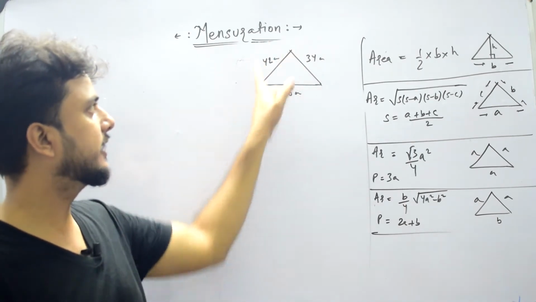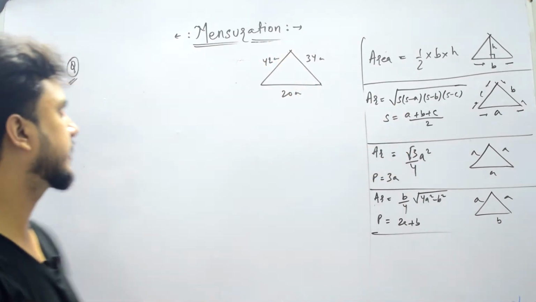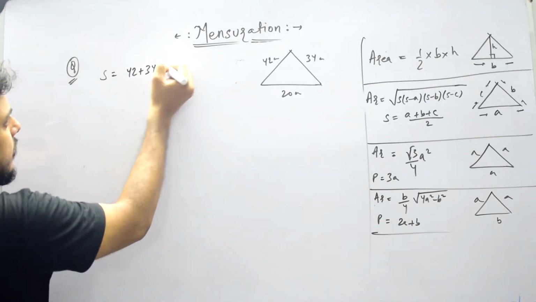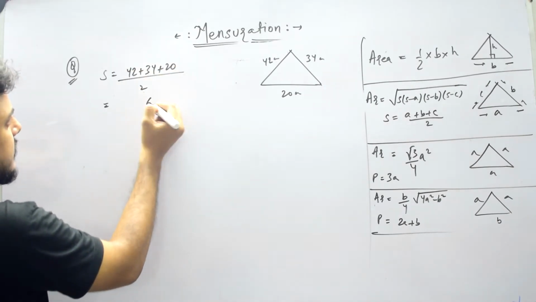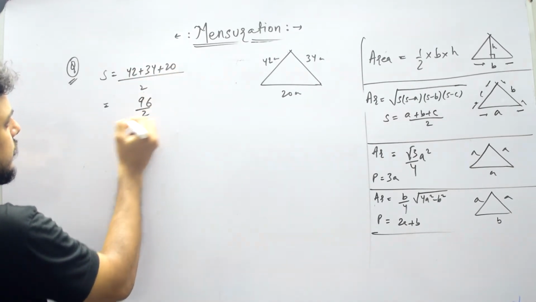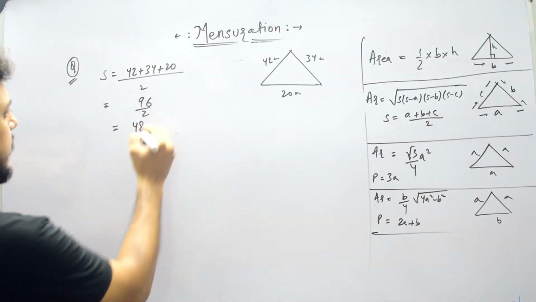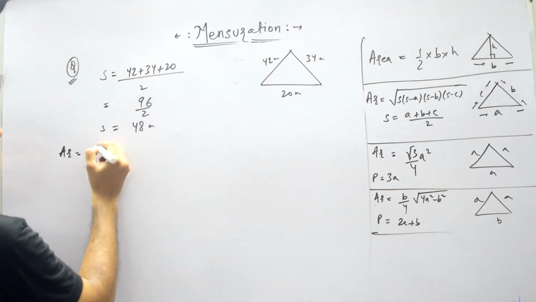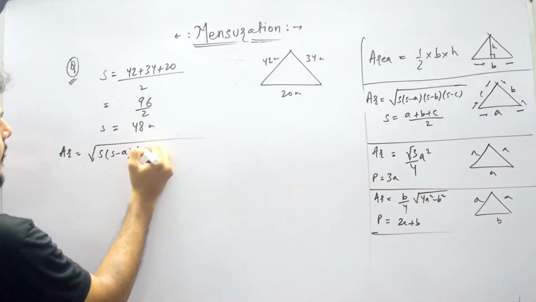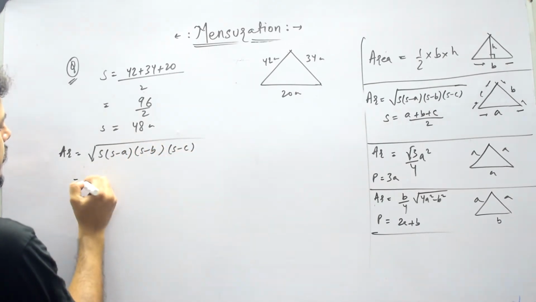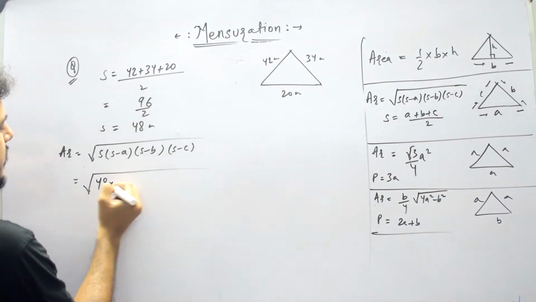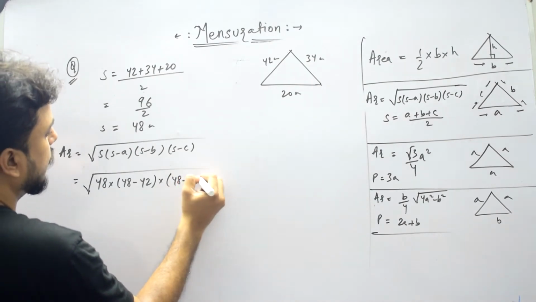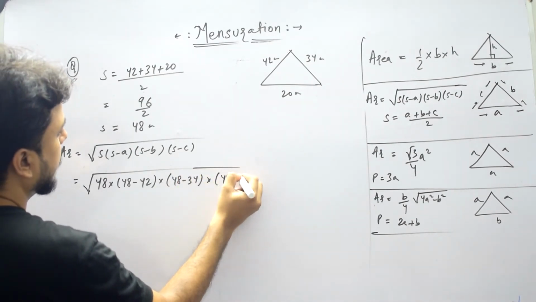Now see, first of all let us find the area. We know that if all the three sides are given, we will use Heron's formula. For that we have to find the semi perimeter. So S is equal to 42 plus 34 plus 20 by 2, that means 96 by 2, which is 48. So the semi perimeter is 48. Then the formula of area is root over S into S minus a, S minus b, S minus c. So root over 48 multiplied by 48 minus 42, multiplied by 48 minus 34, multiplied by 48 minus 20.